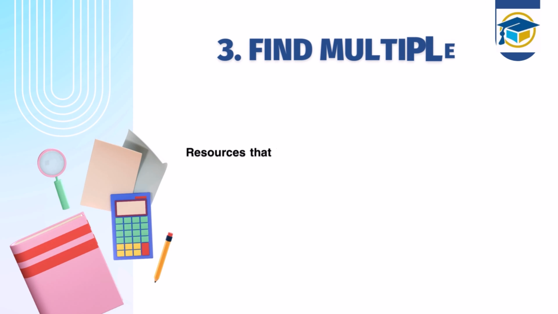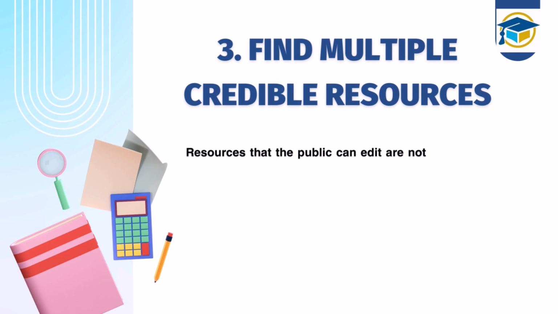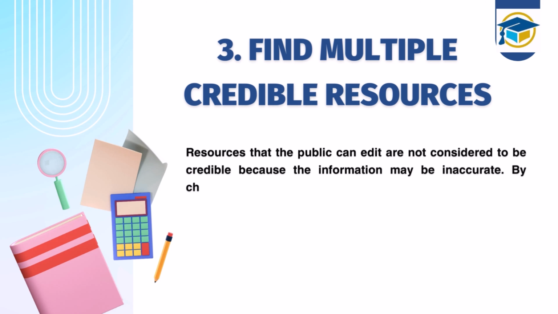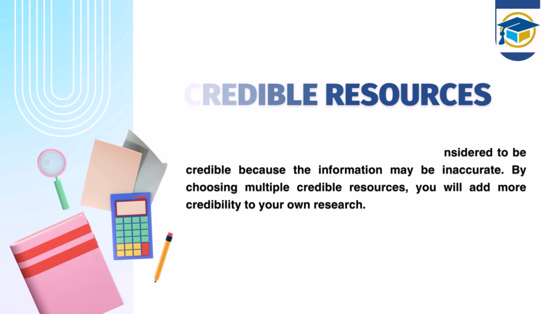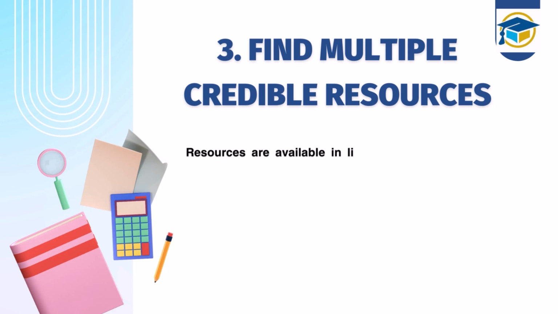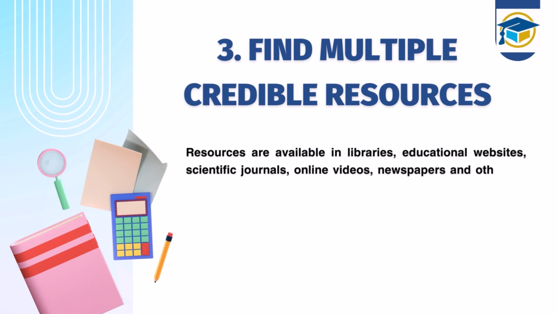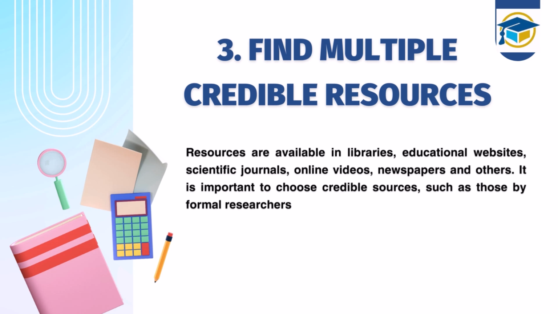3. Find multiple credible resources. Resources are available in libraries, educational websites, scientific journals, online videos, newspapers, and others. It is important to choose credible sources, such as those by formal researchers and academic scholars. Resources that the public can edit are not considered to be credible because the information may be inaccurate. By choosing multiple credible resources, you will add more credibility to your own research.